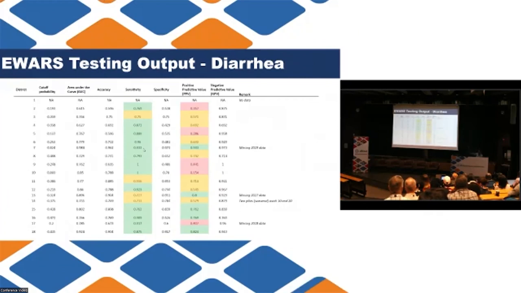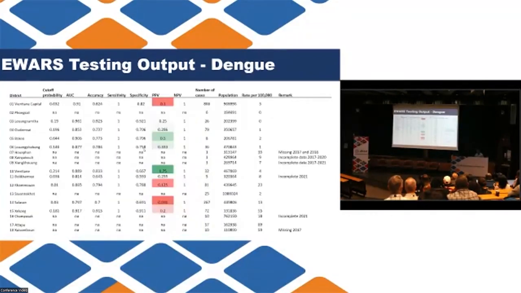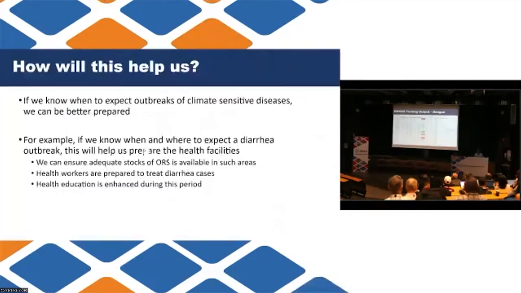So these were all the different accuracy measures, based on what they've been trying to predict, the positive predictive value and negative predictive value. Same thing for EWARS, for all the things. You can see we didn't have some of the data, we are missing it for some of the provinces. So again, these are a few of the outputs we've been trying to produce.